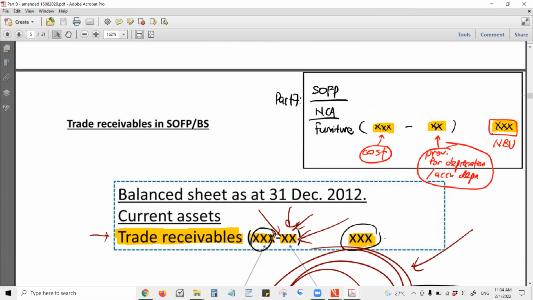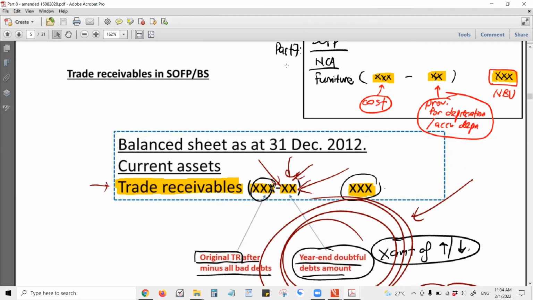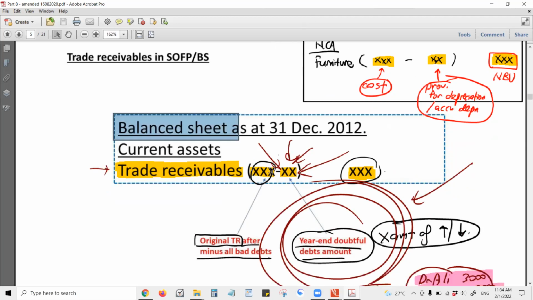As you can see for this question, this is how you present the trade receivable in the SOFP. Statement of financial position is balance sheet, okay? So you have to take the trade receivable minus the year-end doubtful debt. Not the previous year-end doubtful debt. You present the current year's end doubtful debt. Show the deduction, then show the net amount at the right.